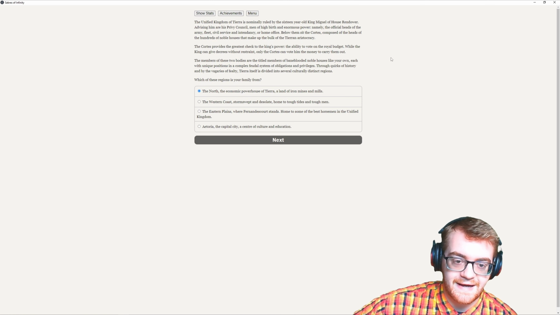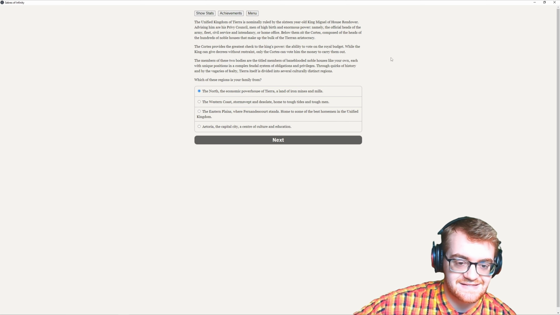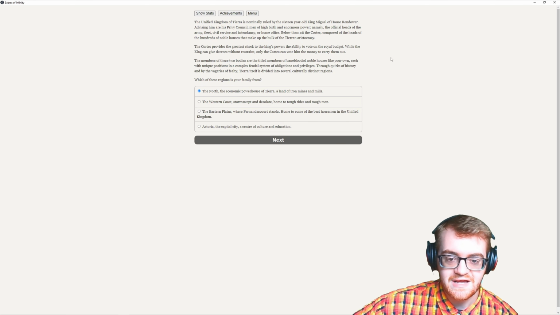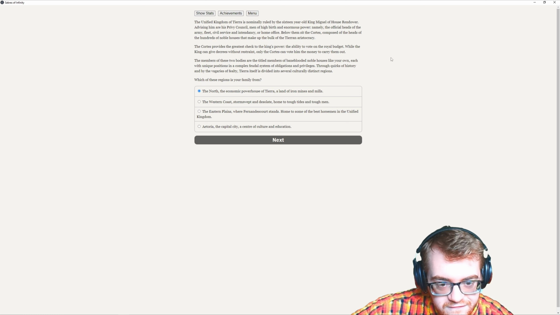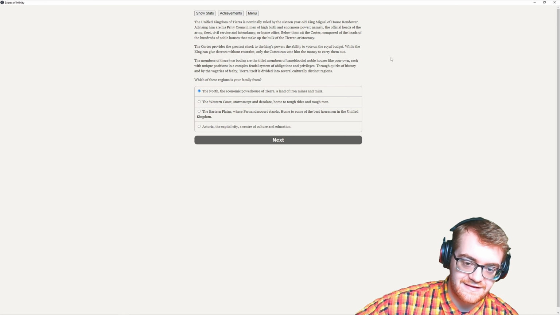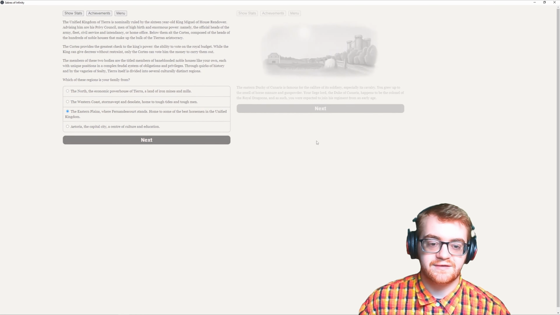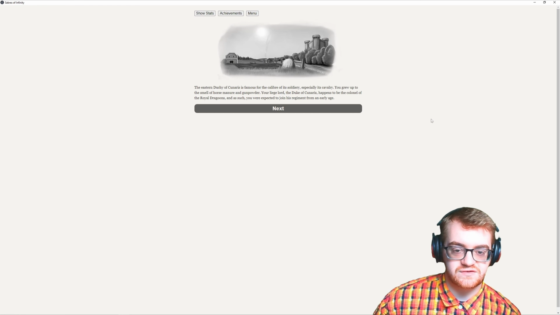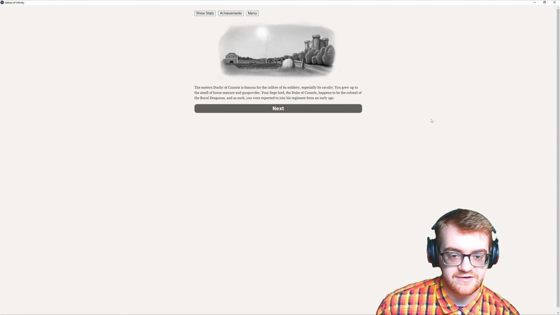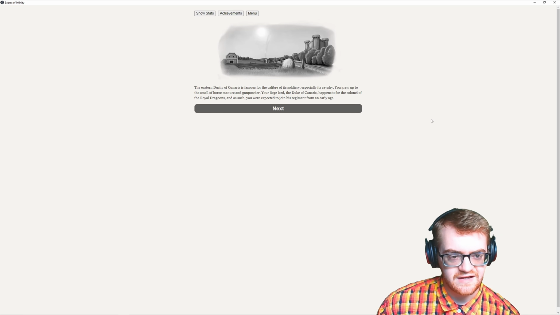"The North, the economic powerhouse of Tierra, a land of iron mines and mills. The Western Coast, storm-swept and desolate, home to rough tides and tough men. The Eastern Plains, where Farin Discords stand, home to some of the best horsemen in a unified kingdom. Or Aetoria, the capital city, a center of culture and education." Let's go with the horsies. Yeah. "The Eastern Duchy of Cunaris is famous for the caliber of its soldiery, especially its cavalry."